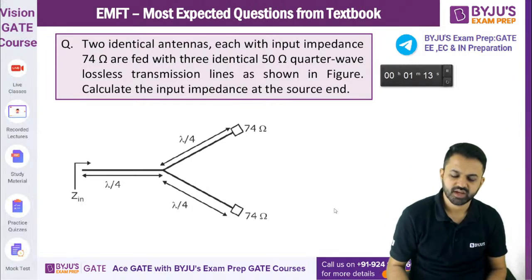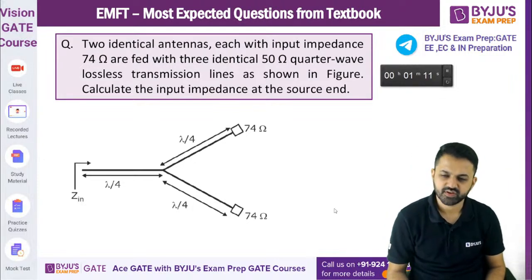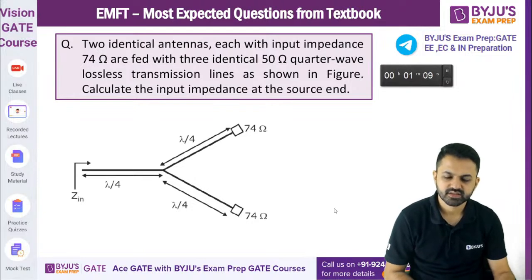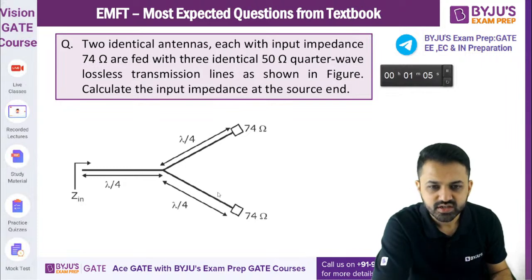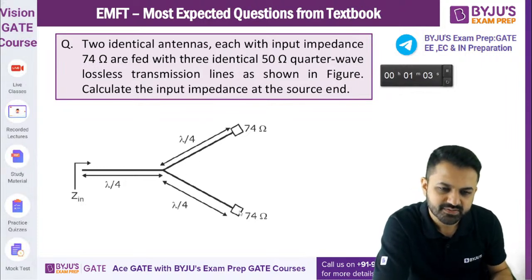Yes, 148. Now it is correct. 148 is the right answer. So anyone else who wants to answer this question? See, this is the lambda by 4 length transmission line. This is also a lambda by 4 length transmission line. These two are connected in parallel.